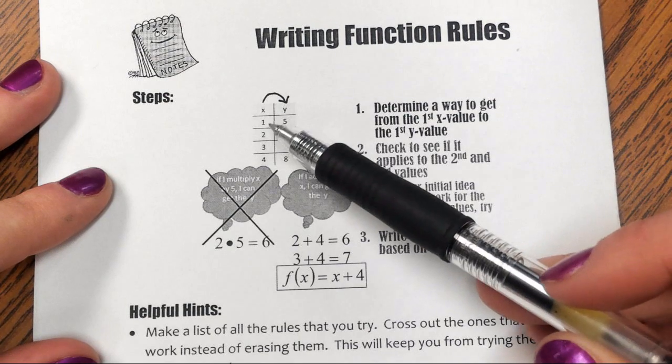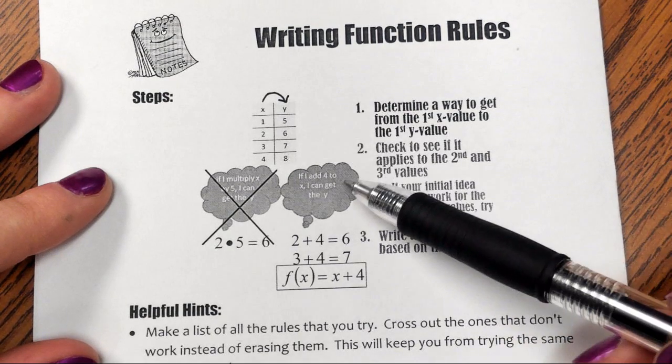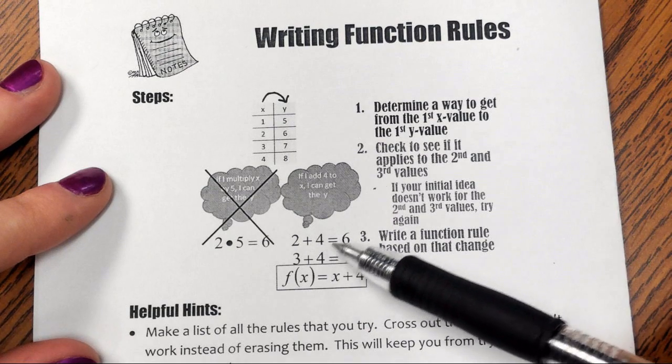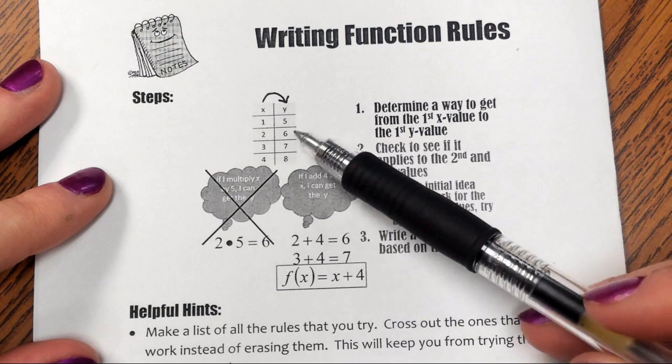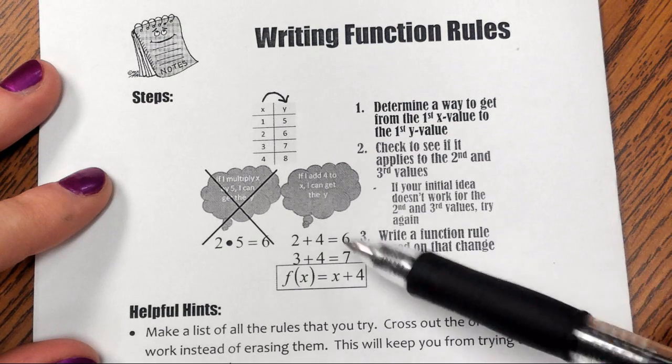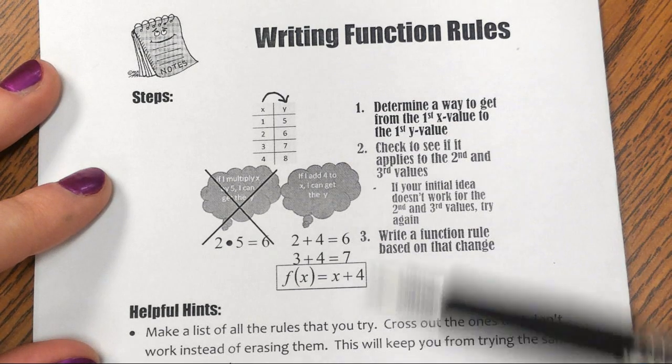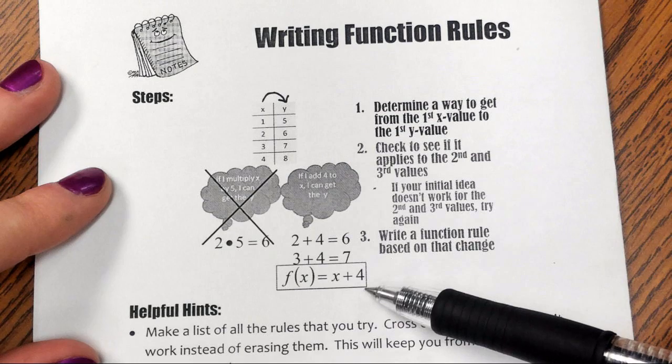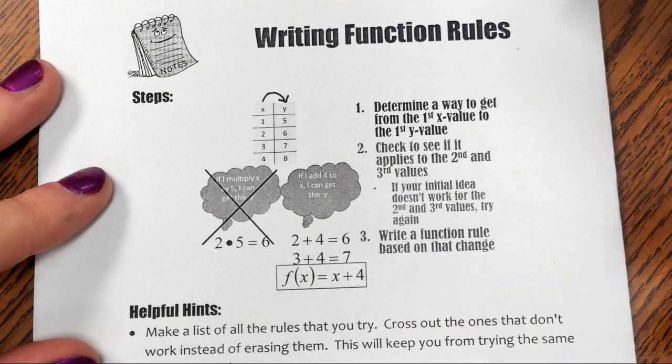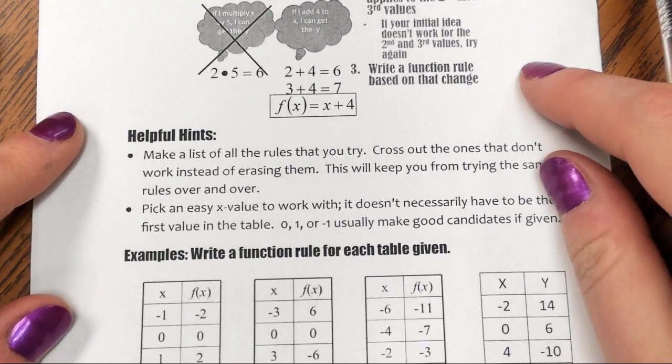All right, another way I could get from 1 to 5 would be to add 4. So 2 plus 4 is 6. It works for the second value. 3 plus 4 is 7. It works for the third value. So since it worked for these two, I can go ahead and write my function rule, f of x equals x plus 4.